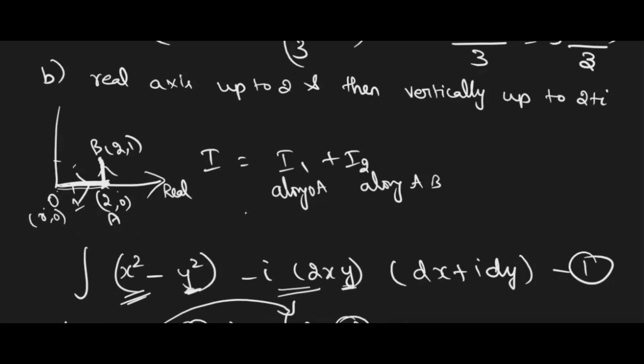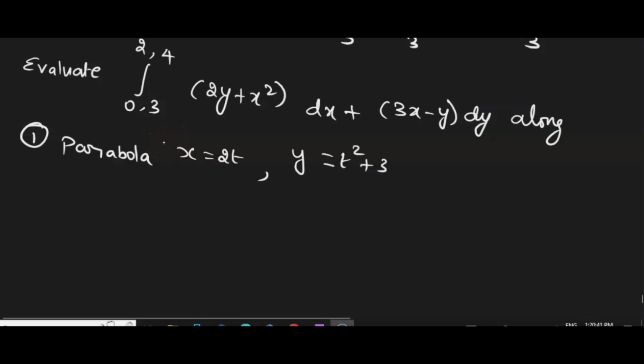So 0 to a we are finding the answer, plus a to b we are finding another answer to reach this point. If you see this example, they have given 0 comma 3, which is nothing but 3i, that is x0 y3, and then 2 comma 4. So this is nothing but 2 plus 4i. Along with that, they have given the curve.